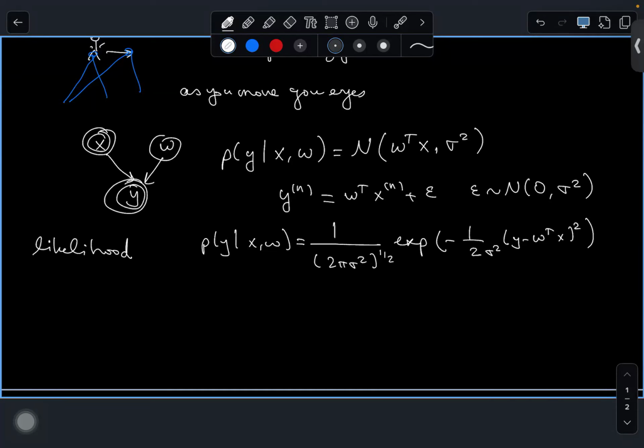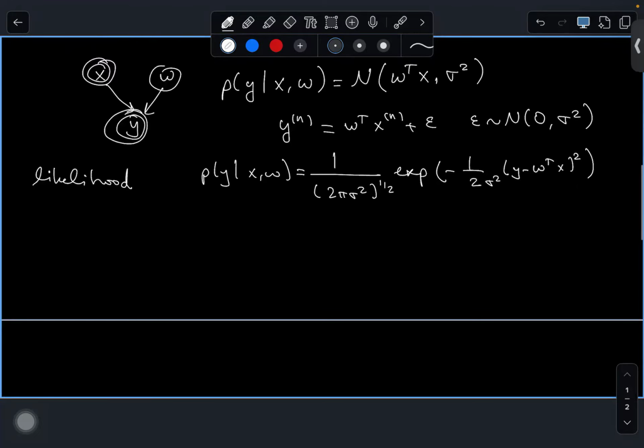Why is it called a likelihood? Because it says, what's the likelihood of observing Y? What's the observation that you made? What's the probability that you would observe something like this, given that I gave you X and you had some parameter W that you had estimated? Well, that probability is this Gaussian, which describes the likelihood of observing some measurement Y.